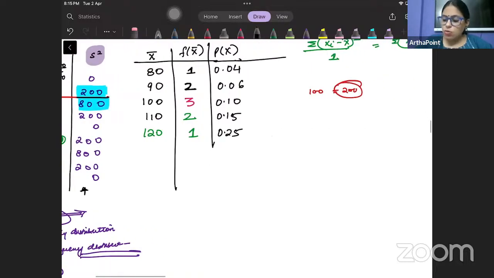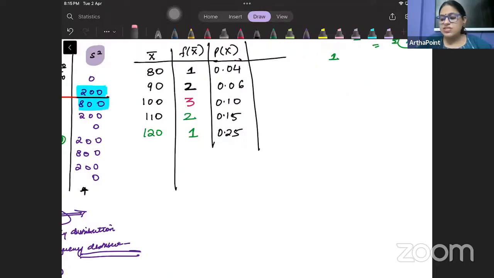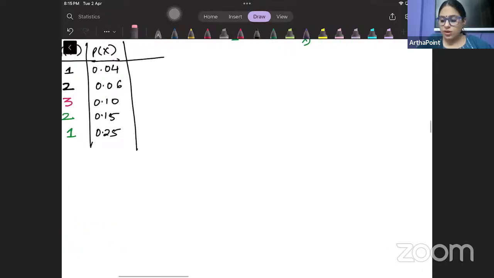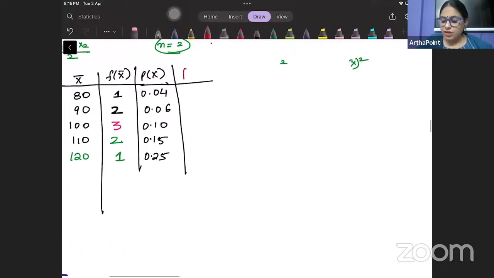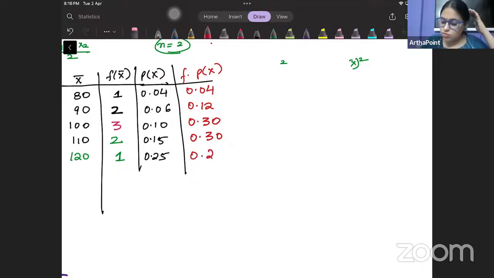Okay, beta. Now what you will do, you will go ahead and multiply the frequency with the probability. So this will remain 0.04. This will become 0.12. This will become 0.30. This will become 0.30. And this will become 0.25. Right? This is what you will be getting.